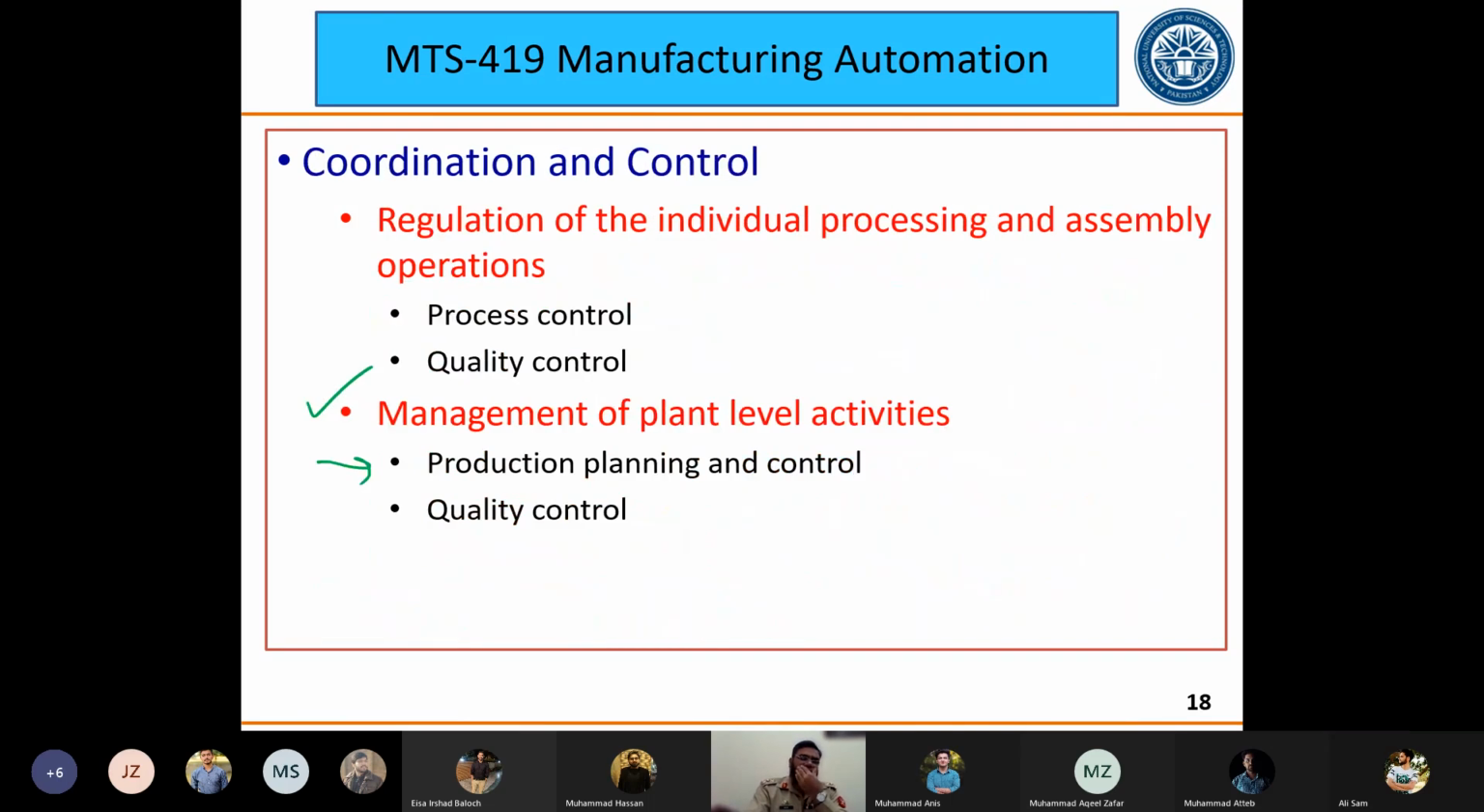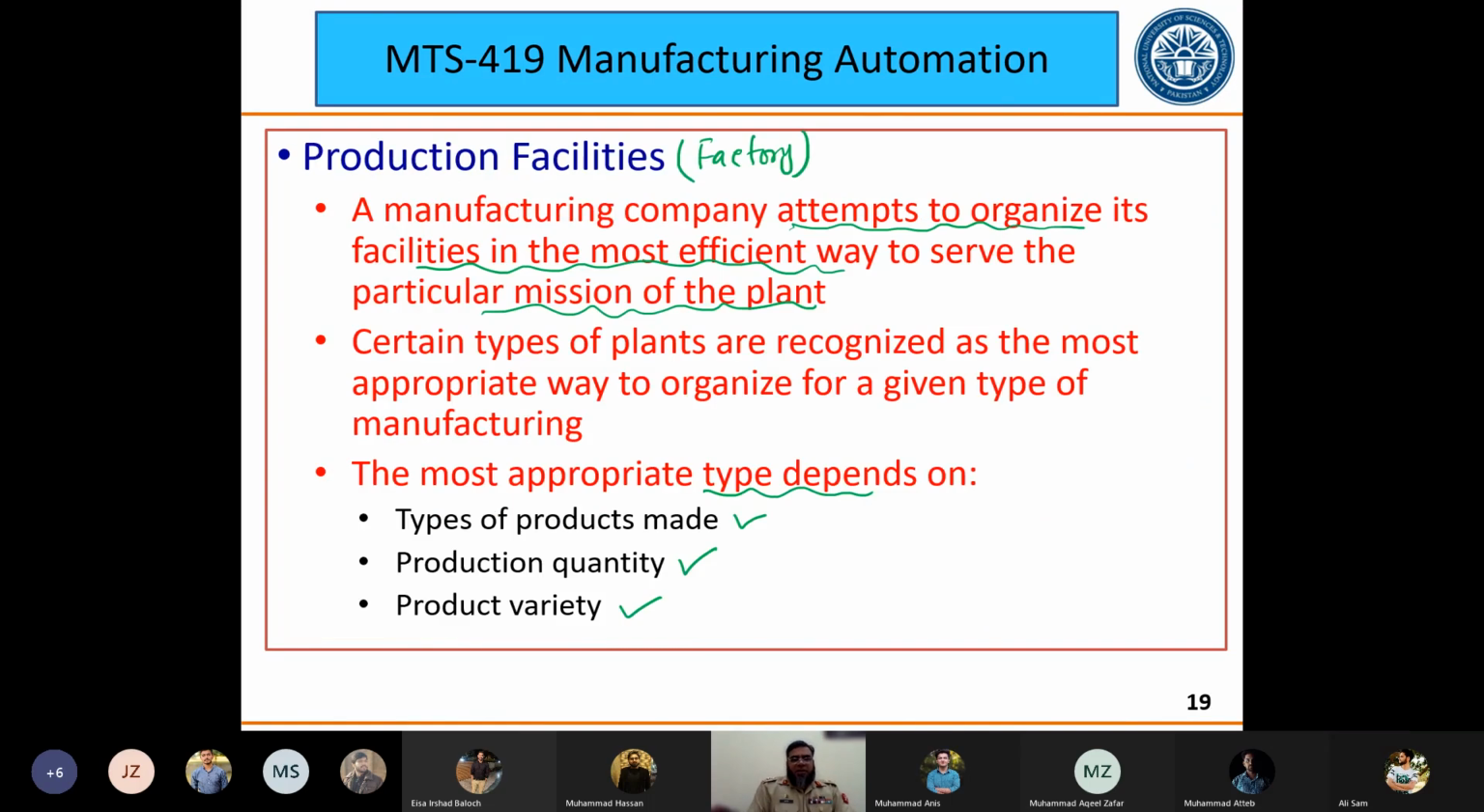Coordination and control we have talked about earlier. These are actually regulating the processing and assembly operation, so they are to be done in a certain sequence. Next we come on to the production facility or a factory. A manufacturing company attempts to organize its facilities in the most efficient way to serve the particular mission of the plant. So the plant is to be organized in a fashion so that it can give you the maximum output.